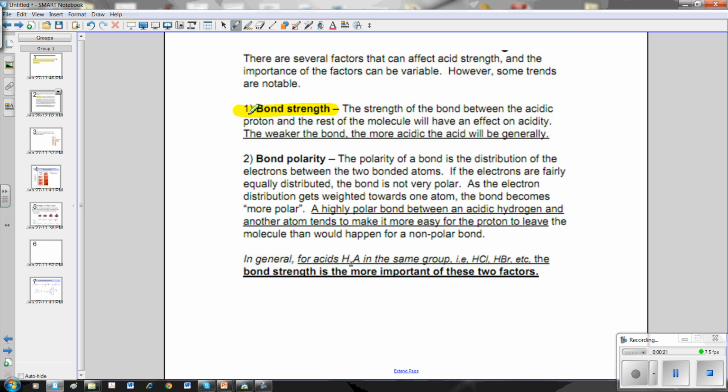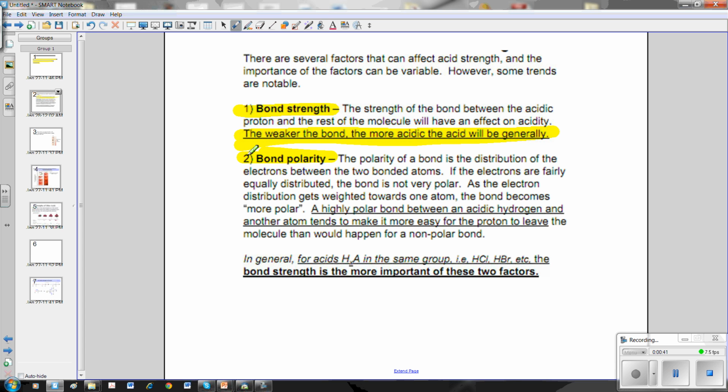Bond strength, obviously. The weaker the bond, the more acidic an acid's going to be generally. There's a couple things that are going to basically influence that. I'll show you on the chart how that works. Basically, it's really going to be dependent on how electronegative something is or the size of the ion.